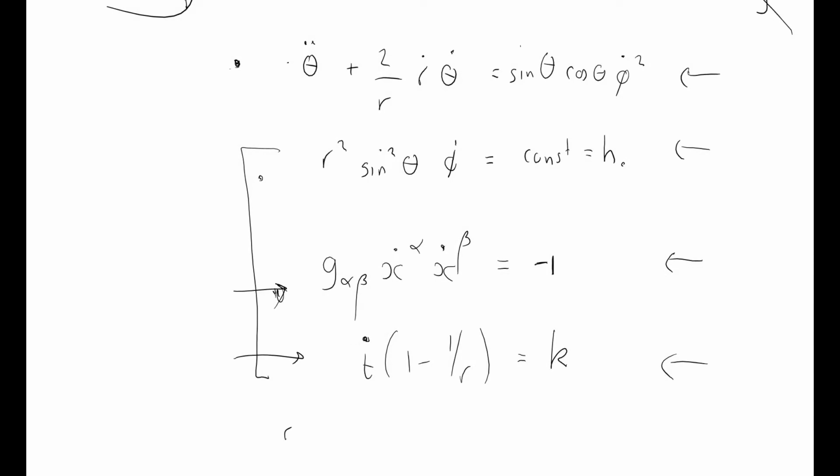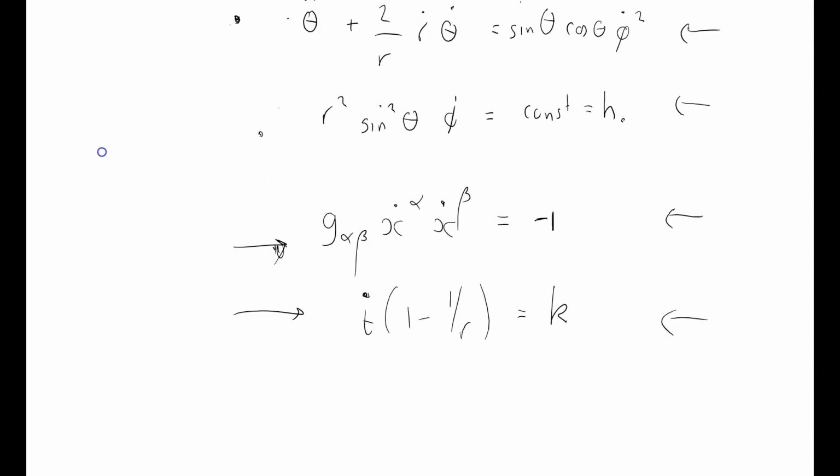I've been considering geodesic motion in the vicinity of a black hole, and I've got these four beautiful equations that I've been talking about, and now I'm going to see if I can come up with some solutions for them. They're quite complicated in their full generality, but we'll make some simplifications, and hopefully we can get some physical insight. The first one I'm going to do is assume that theta equals pi by 2.